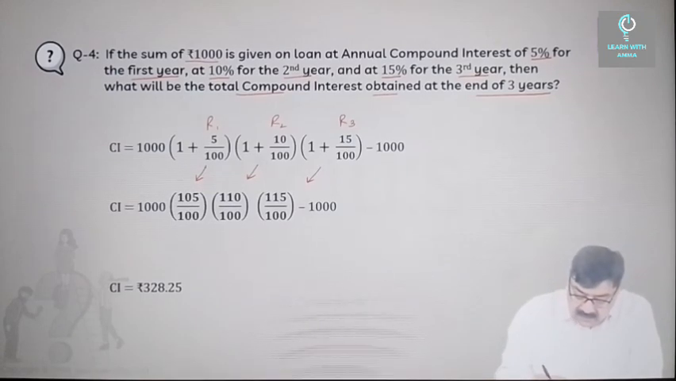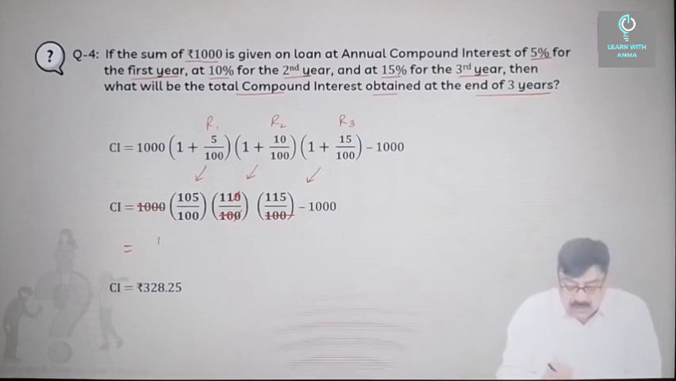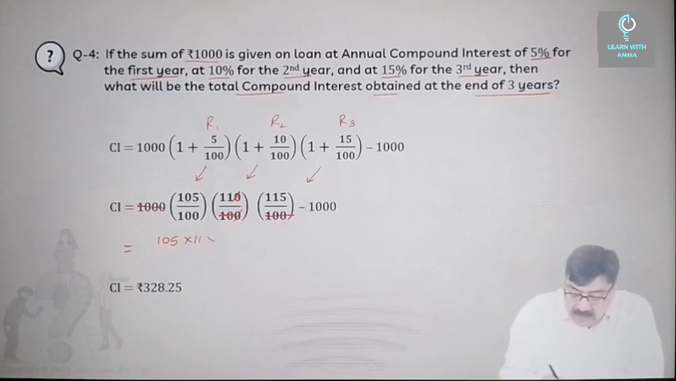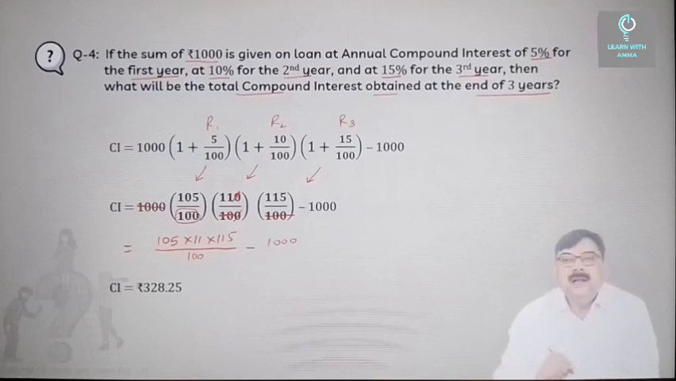So once again, I'm cancelling this 100 with these 2 zeros. This 0 gets cancelled with this, and this 0 cancels with this. So now what I'm basically left with is 105 into 11 into 115 divided by this 100 minus 1000. Now another short trick that I would like to take up here for the purpose of calculation.